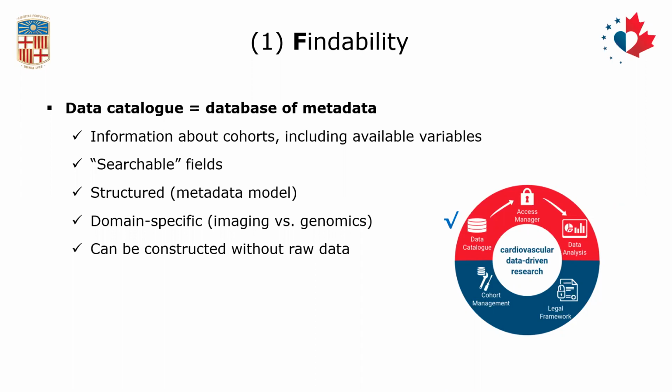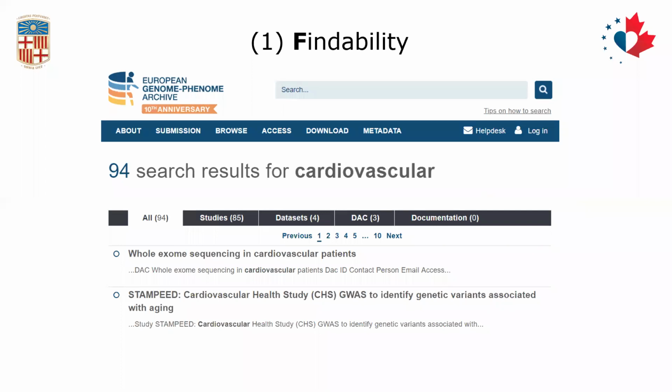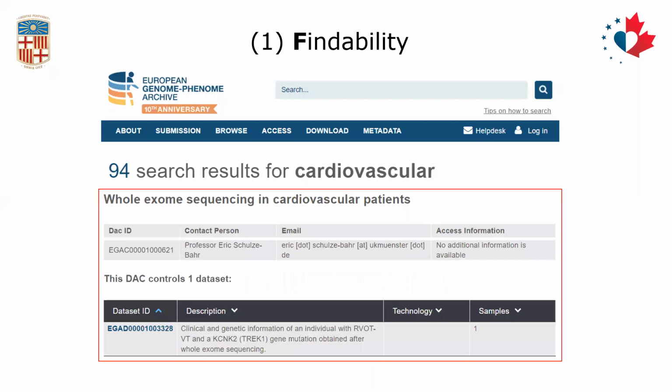So let me give you an example of a simple data catalog. The one of the European Genome Archive. So it has a very simple search engine. For example, if I type cardiovascular, it tells me that there are 94 data sets. And then I can click on one, and then it tells me who to contact to establish the collaboration and some information about the cohort.